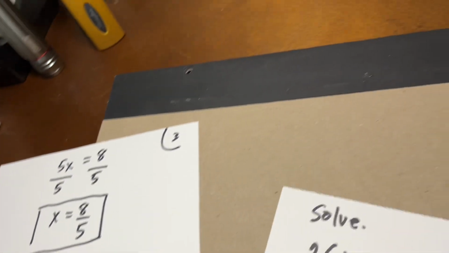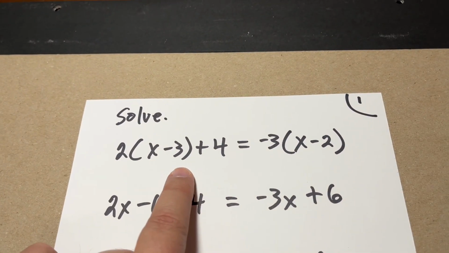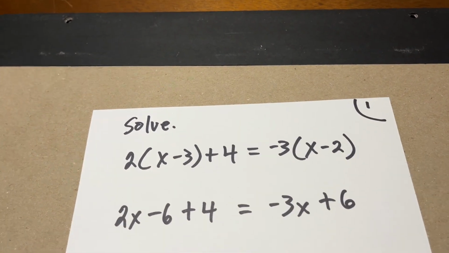And so that's how to solve an equation when you have to use the distributive property and when you have variables on both sides. See ya.